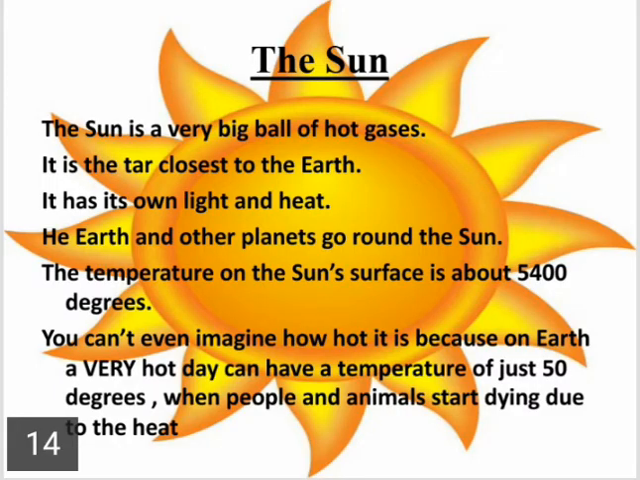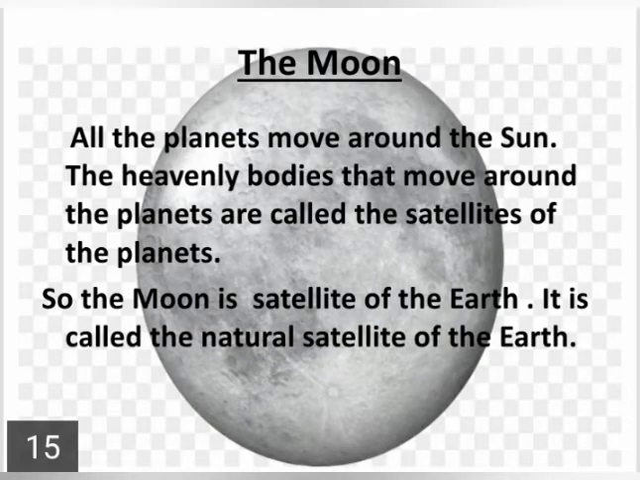The temperature on the Sun's surface is about 5,400 degrees. You can't even imagine how hot it is, because on Earth a very hot day can have a temperature of just 50 degrees, when people and animals start dying. All the planets move around the Sun.